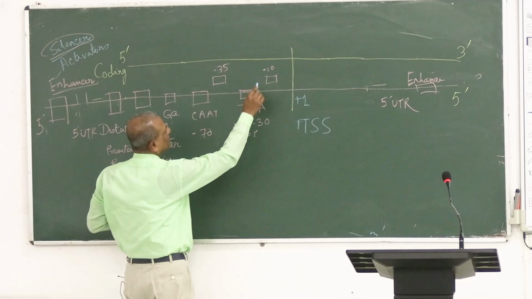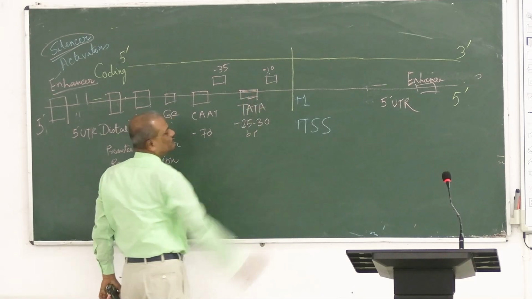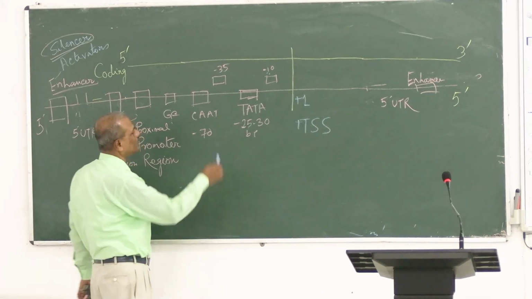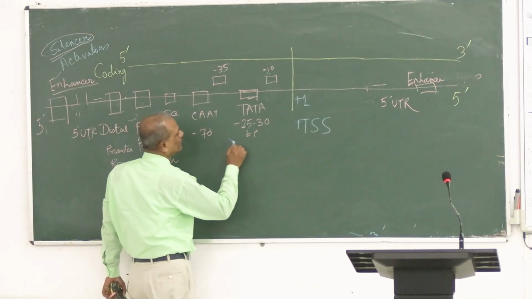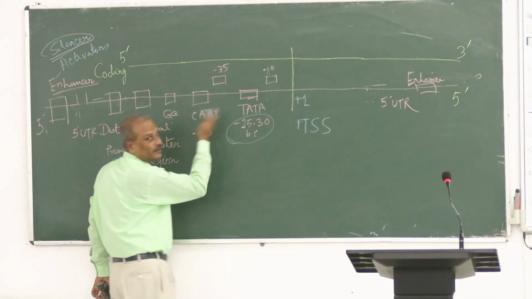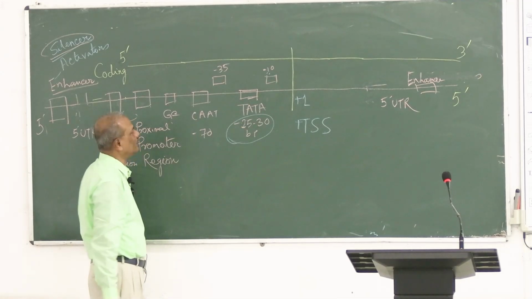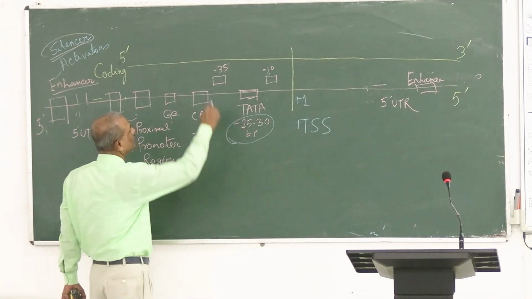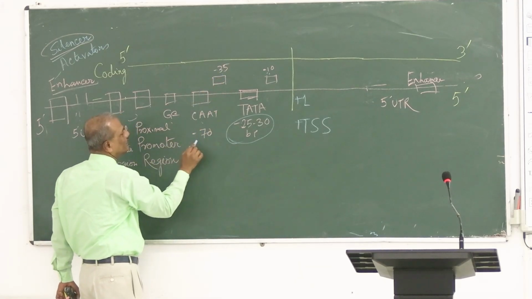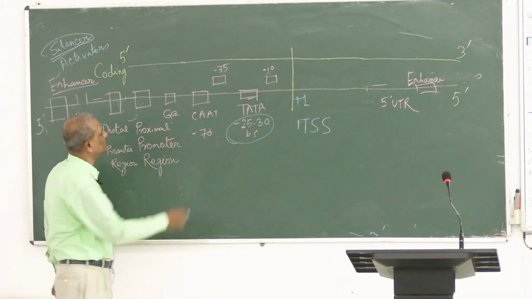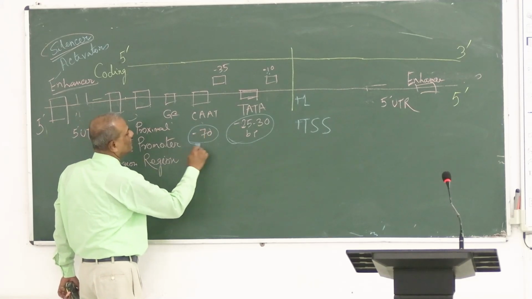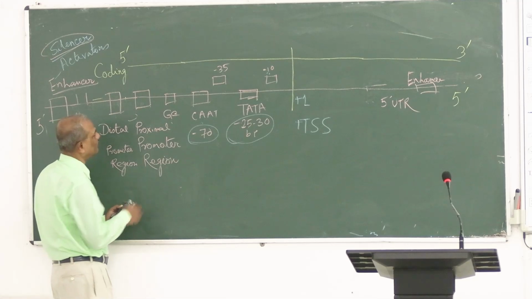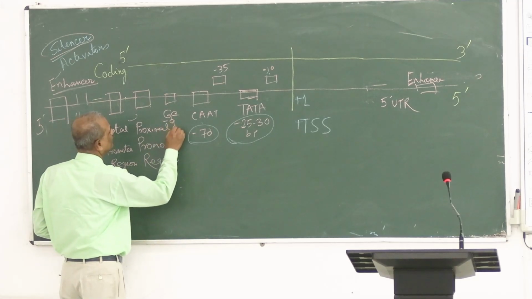In prokaryotes, the TATA box is located at -10 base pairs. In eukaryotes, it is located about 25 to 30 base pairs upstream. And the CAAT region, which you found yesterday, was located at position -35 in prokaryotes. In eukaryotes, it is located at the -70 base pair region, and the GC box is present at about -90.